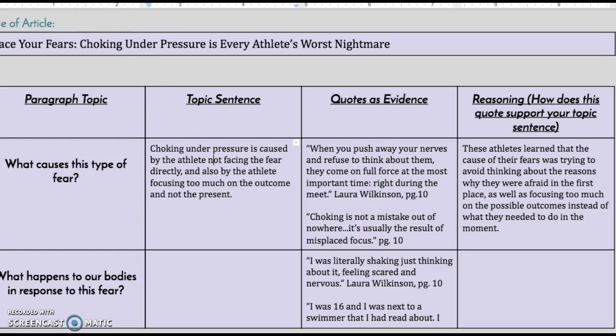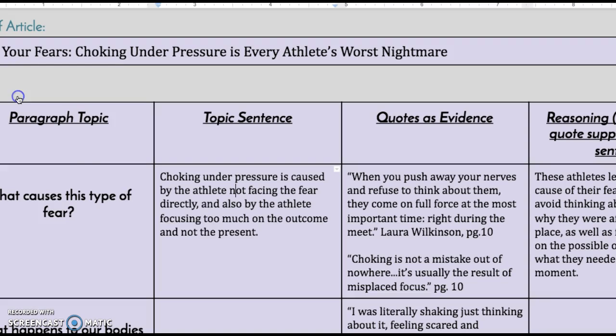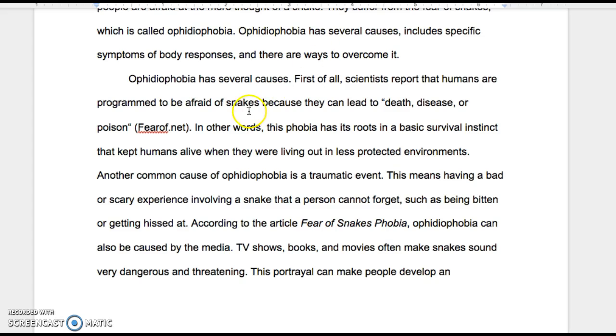Then we're looking at the topic sentence next. The topic sentence is going to be your claim, and that is the first sentence that's introducing what your whole paragraph is all about. So if I jump over right now to the sample essay that Ms. Rubino wrote, her topic sentence is, ophidiophobia has several causes.